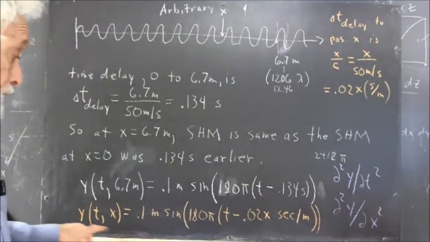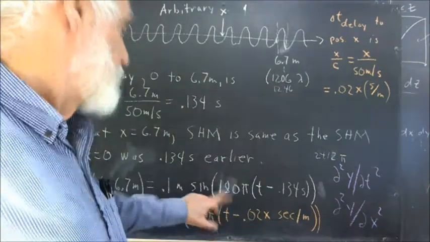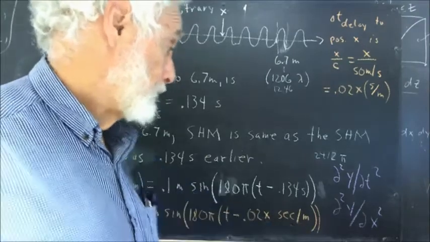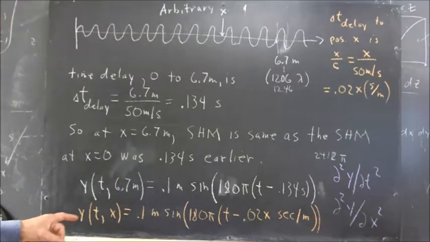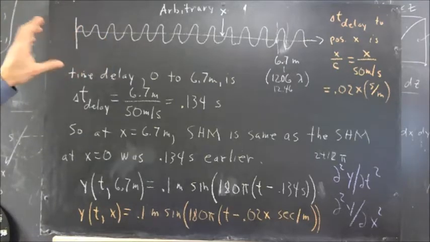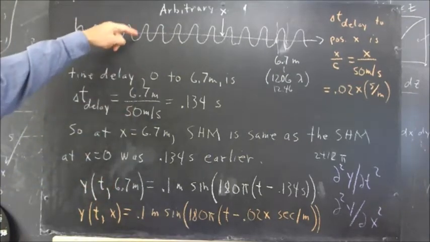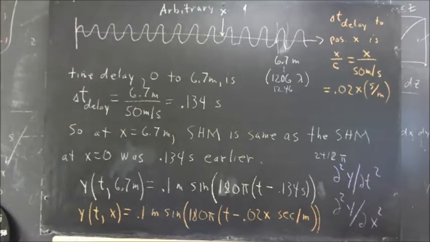So we get y of t, x equals 0.1 meter times the sine of 180 pi times the quantity t minus the time delay, which is 0.02x seconds per meter. Now, let's talk about this for a second. This equation tells us the y position of a point at any position x at any time t. So we plug in x, we plug in t, we see how far that particular point on the string is displaced from its equilibrium position.